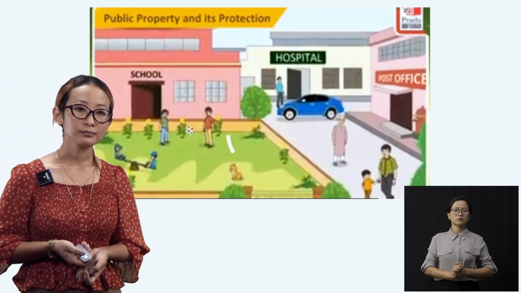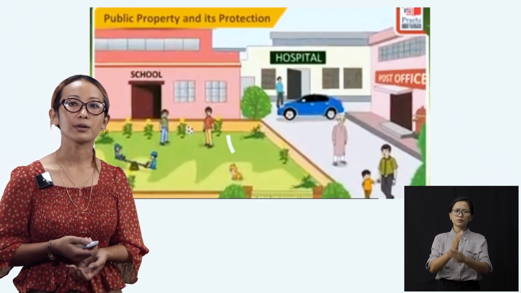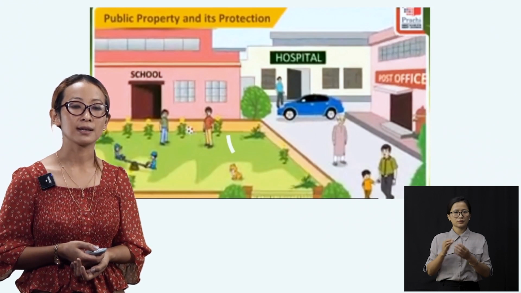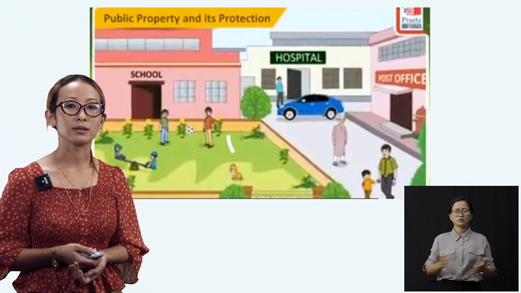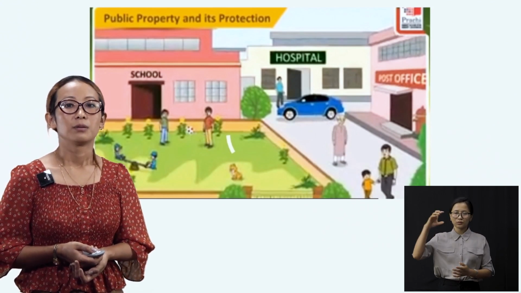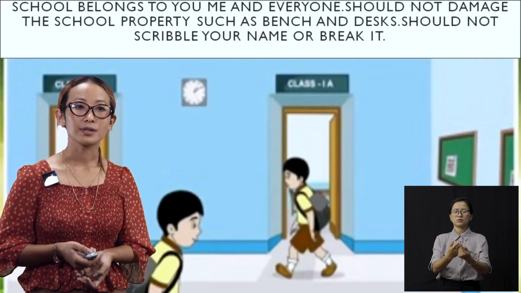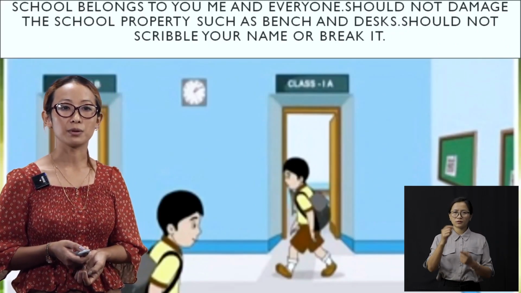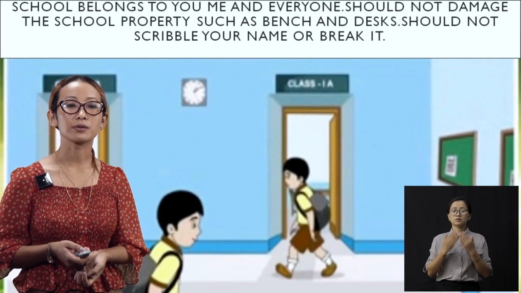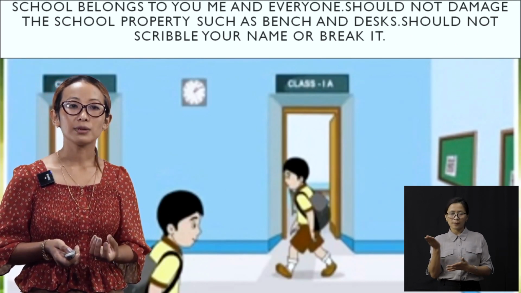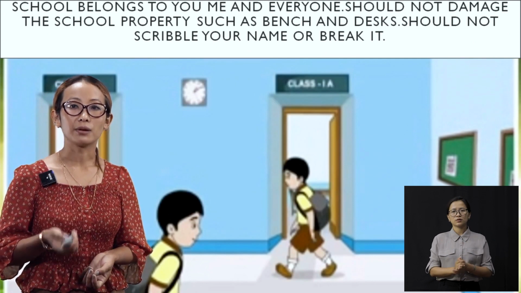So how can we protect and preserve these public properties, such as a school, a hospital, a police station, a post office, or a community hall? First we can take the example of a school. A school belongs to you, yes or no? A school is a public property. It belongs to you.